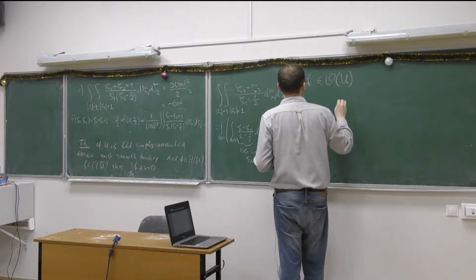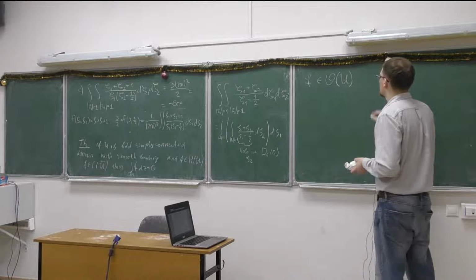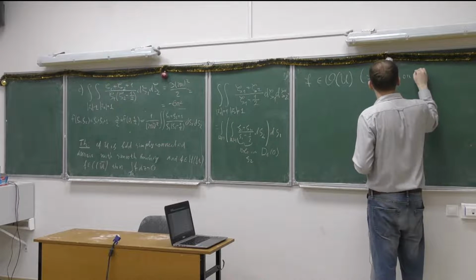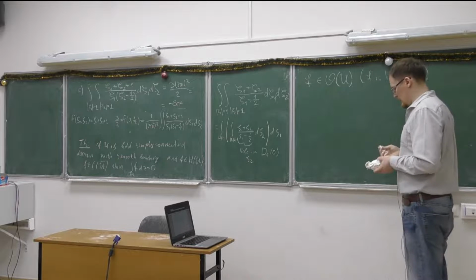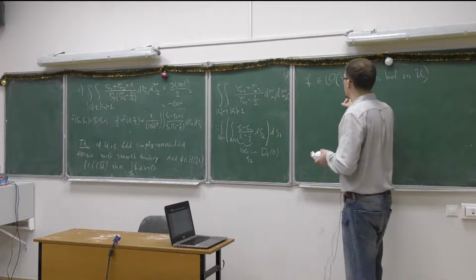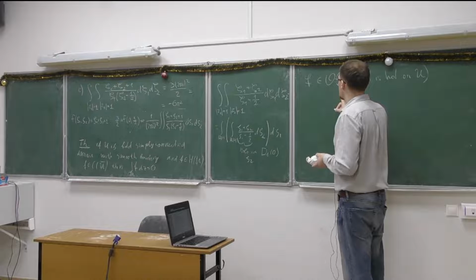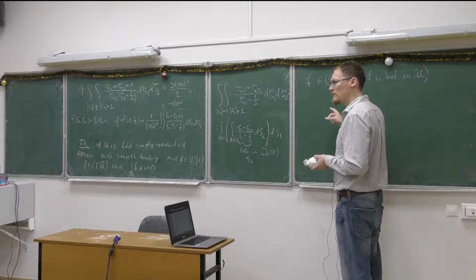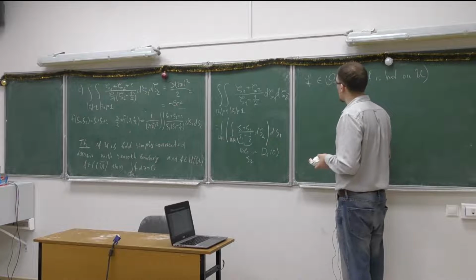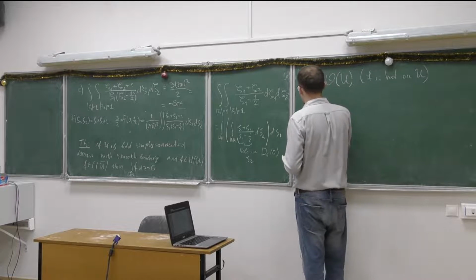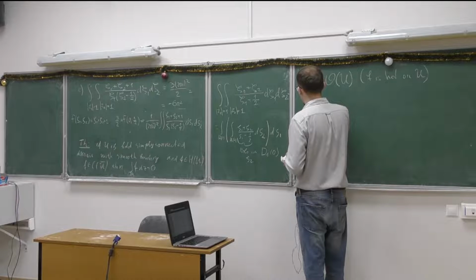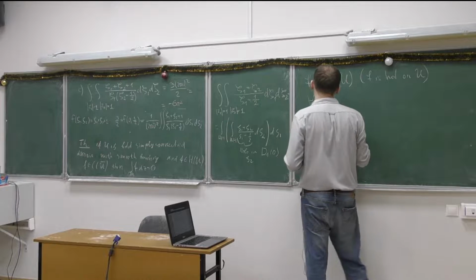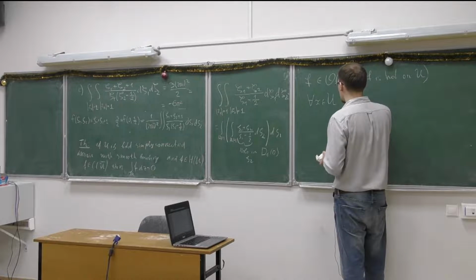Yes, O calligraphic means holomorphic. So F is holomorphic. What you suggest to show is the existence of Taylor series, that each point has a neighborhood where the function can be represented by a convergent Taylor series. There exists a polydisk.